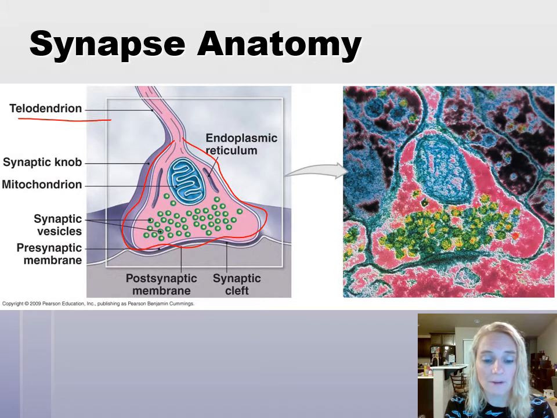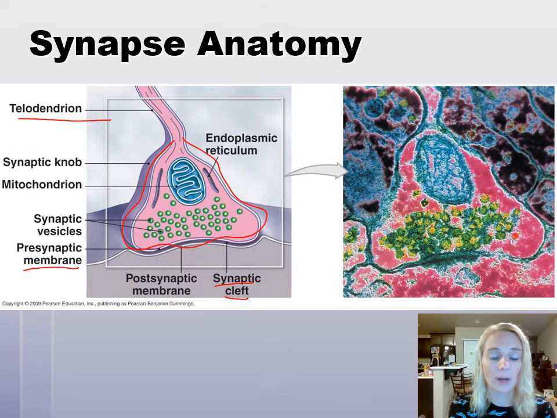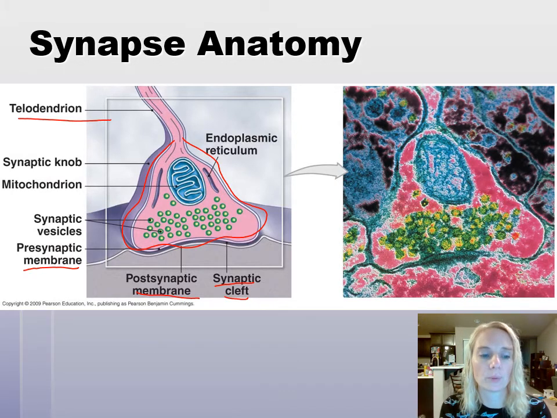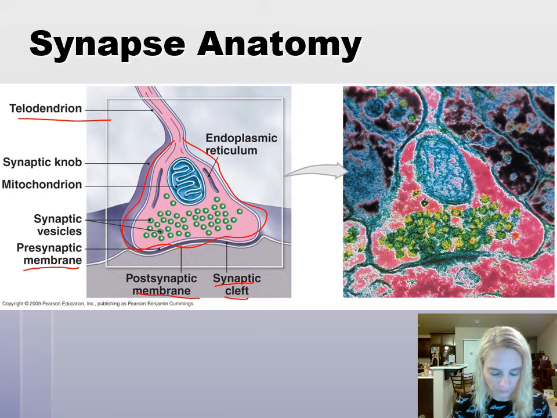So again, here's the cleft. It's just that physical space between the presynaptic membrane, which is part of the presynaptic cell, and the postsynaptic membrane, which is part of the postsynaptic cell. So here we're just looking at the membrane of the pre and the postsynaptic cells.